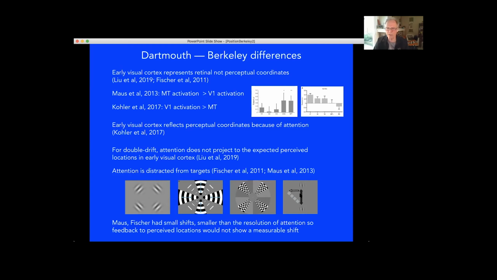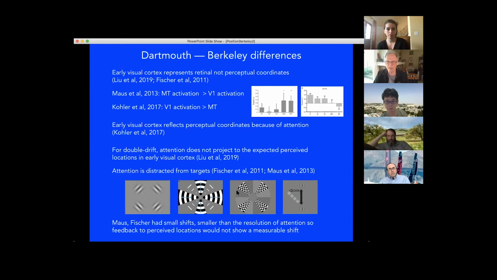So here are the 4 different stimuli. This is Fisher and Spotswood and Whitney. This is Mouse and somebody in Whitney. This is Kohler and Cavanagh, and this is Liu et al. Okay, this is the double drift. This is the flash grab. This is the flash drag. These little bars here are dragged in and out from the fovea. And these are the Devoloi things that drift towards or away from the fovea.